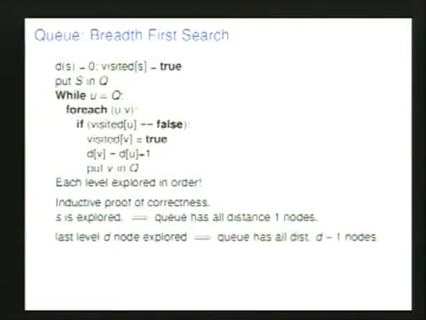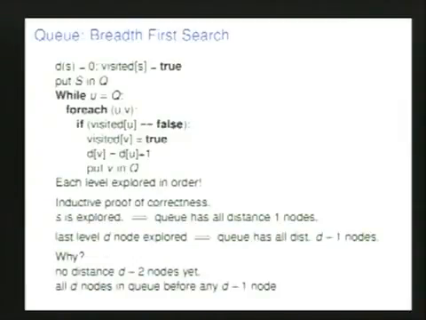So this has to be parsed correctly. This is an English issue: when the last level D node is explored, the queue has all the distance D plus 1 nodes. And why is that? There's no distance D plus 2 nodes yet because you haven't processed any D plus 1 nodes. You can't see a D plus 2 node if you haven't processed a D plus 1 node. And all D nodes in the queue are before any D plus 1 node.